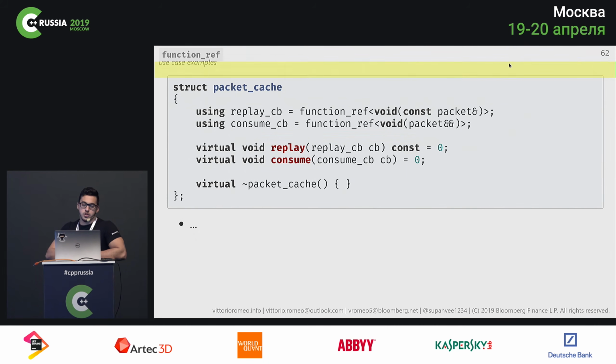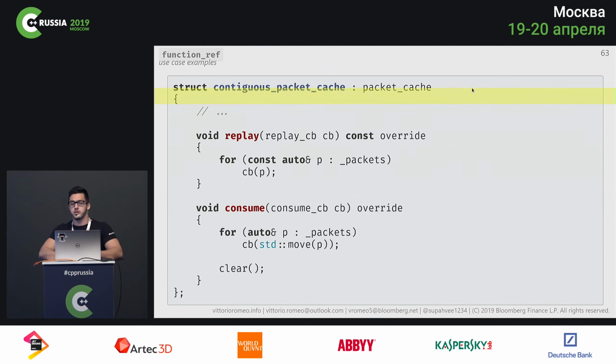And the packet cache, we wanted to have multiple implementations that we could switch at runtime, like LRU, or a simple contiguous packet cache, testing cache, and so on. So we didn't want to have a viral template, where all the things that use packet cache also be templates. We want this to be polymorphic, so we wanted virtual voids. So again, the sweet spot between the std function, which is too expensive, and templates which don't work with polymorphic hierarchies, was function ref. So we use this replay and consume virtual function that take the function ref, and it worked quite well.